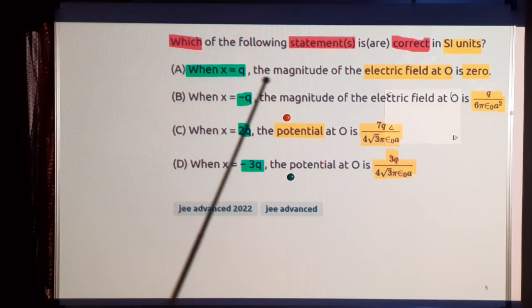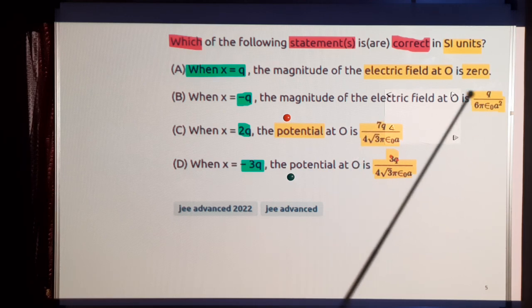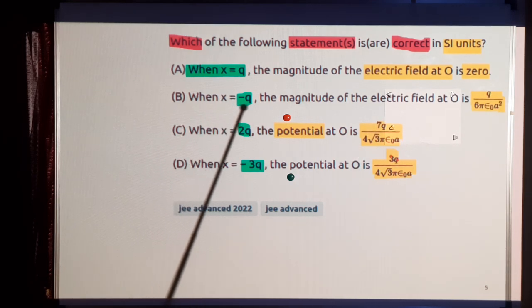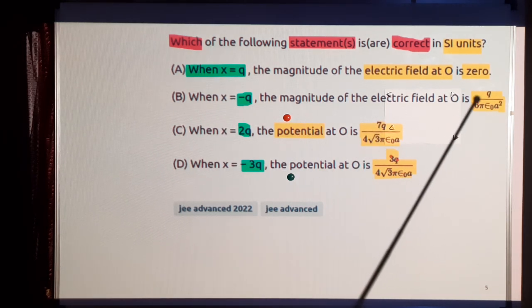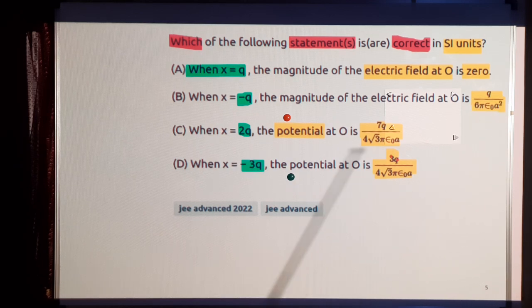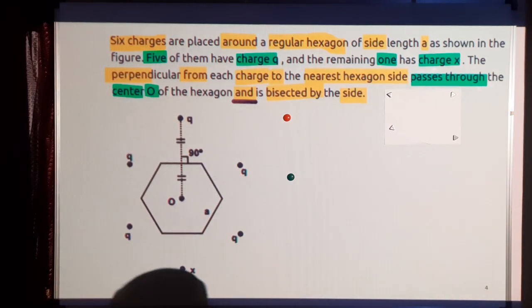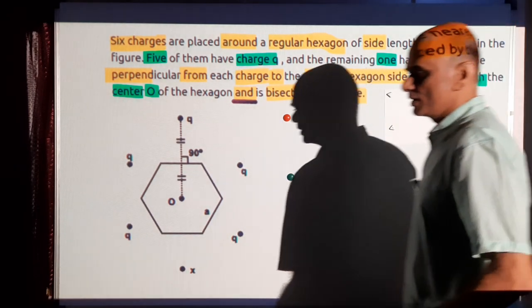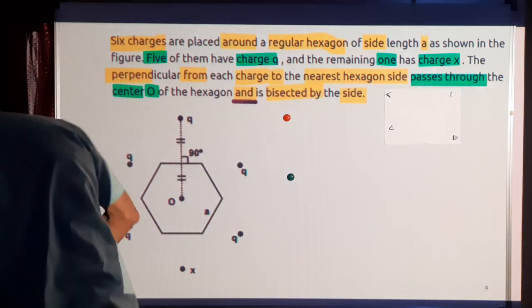Option A, when X is Q, magnitude of electric field at O is 0. B, when X is minus Q, electric field at O is Q by 6 pi epsilon naught A square. Option C, when X is 2Q, potential at O is 7Q by 4 root 3 pi epsilon naught A. And option D, when X is minus 3Q, potential at O is 3Q by 4 root 3 pi epsilon naught A. You can pause and attempt this question. It's a simple question. You have to make use of the symmetries.